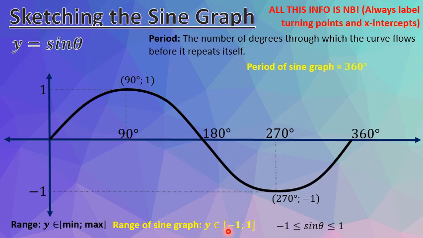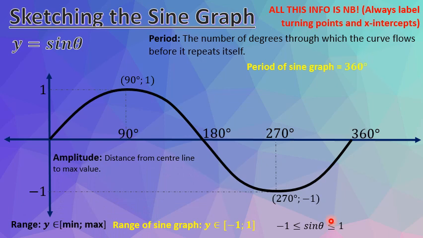Rightio. Another way of writing that is to say sine theta is sandwiched. It's always fluctuating between -1 and +1. Let's remember this is called set builder notation. Here you can say sine theta is greater than or equal to -1, but smaller than or equal to +1.